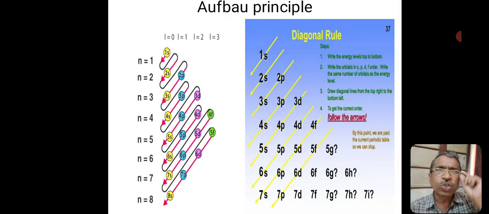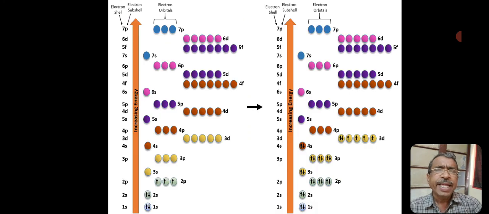Here also I have shown the Aufbau principle, how the electrons enter into the various orbitals with increasing energy. Here, in another way, I have shown the diagram: the 1s orbital, 2s orbital, and 2p, which has 3 orbitals. Next comes 3s, 3p, 4s, 3d, 4p and so on.